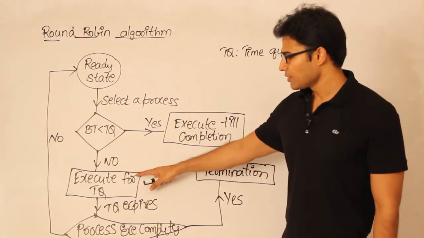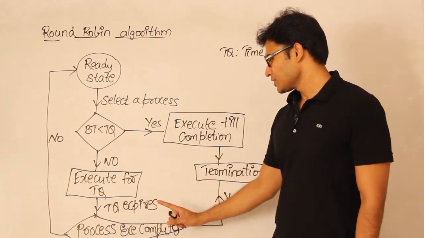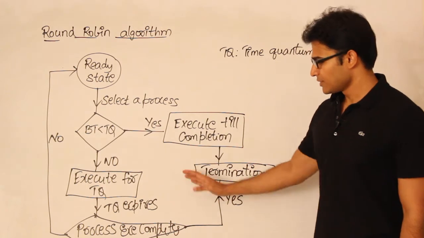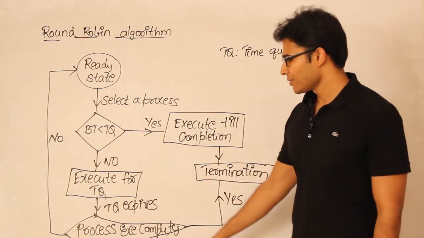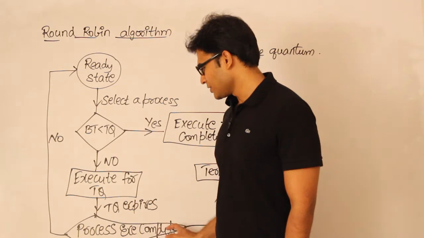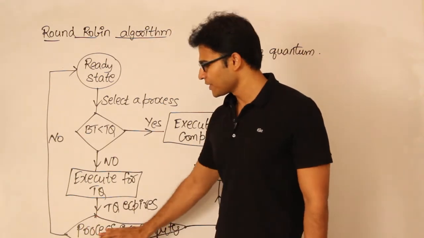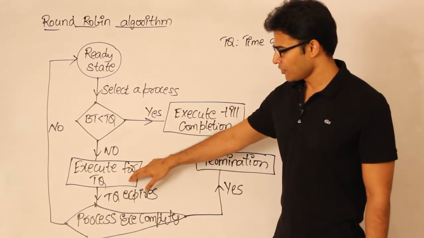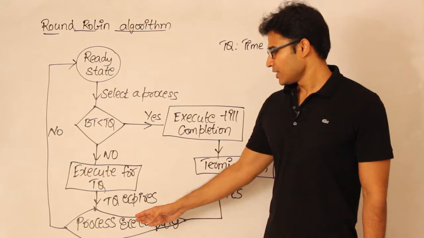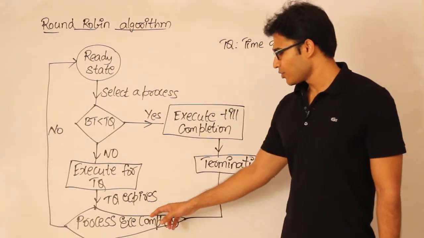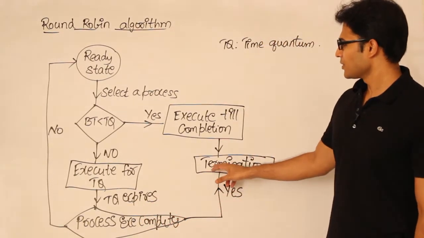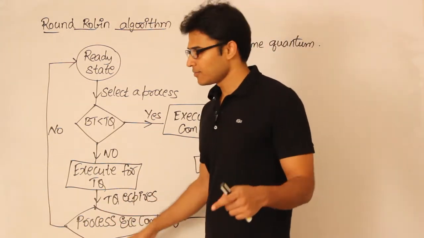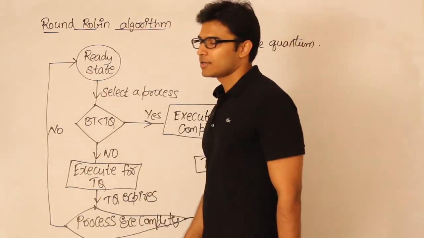After executing it, we check whether the process execution is completed. Since I don't have space below this, that is why I am writing it here. I have drawn the diamond shape like this. It is not an arrow, it is a diamond. A diamond is a condition check. So after running a process for the time quantum, we check whether the process is completed. If the process is completed, then I terminate it. Otherwise, if the process is not completed, which means it requires more time, then it has to go back into the ready state and wait there.